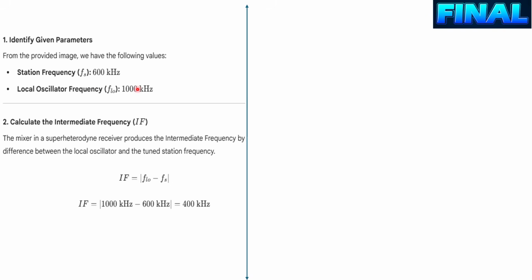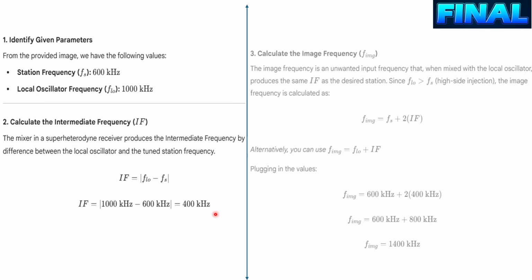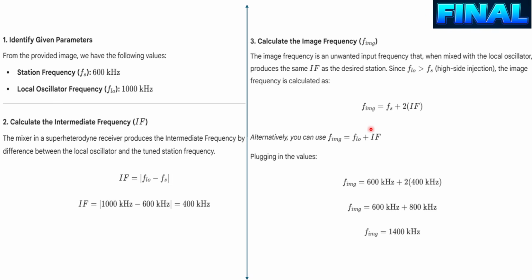The station frequency is given as 600 kilohertz and the local oscillator is given as 1000 kilohertz. So calculate the intermediate frequency first using FLO minus FS, right? The station frequency, FS, is already given. So that will be equal to 400 kilohertz, right? Now calculate the image frequency using Fs plus twice of IF, right? Fs is your station frequency, that is 600, and the intermediate frequency we already got as the difference between Fs and FLO, that is 400, right? So if you put in, you will get the values.